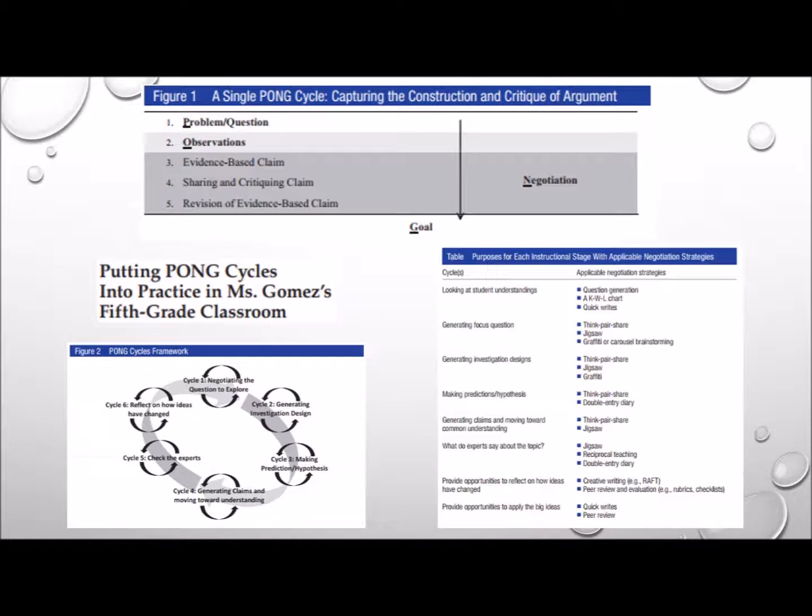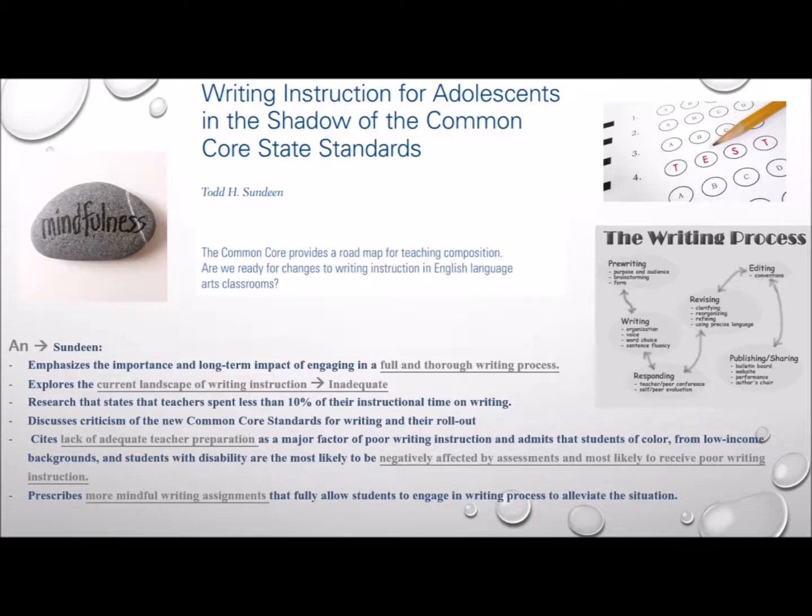The strategies in the table shown here, such as Think, Pair, Share, and Jigsaw, emphasize various aspects of literacy and require different skill sets during the negotiation phase. Decisions regarding which strategy to use can be planned in advance, but easily modified if needed. As demonstrated by Ms. Gomez's 5th grade classroom, PONG cycles can be used to guide science learning while integrating the best literacy practices. Students were also involved in speaking and listening activities that were closely tied to comprehension of content.